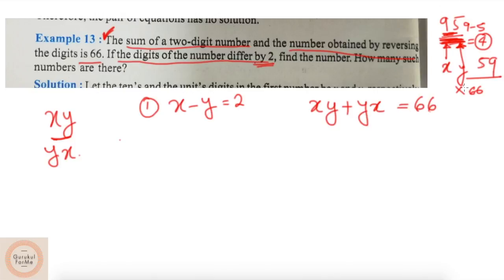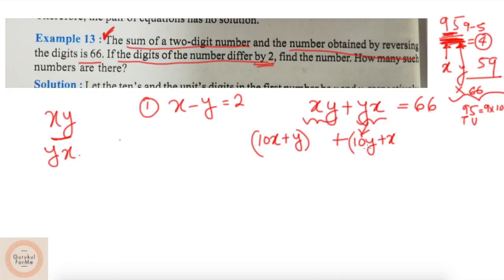Okay. Let's look at the analogy of 95. Can I say 95 can be written as 9 into 10 plus 5? Everybody agrees, right? Perfect. Why? Because this is the units place and this is the tens place. Similarly, can I write this as 10x plus y? And can I write this as 10y plus x? Absolutely, that is equal to 66.